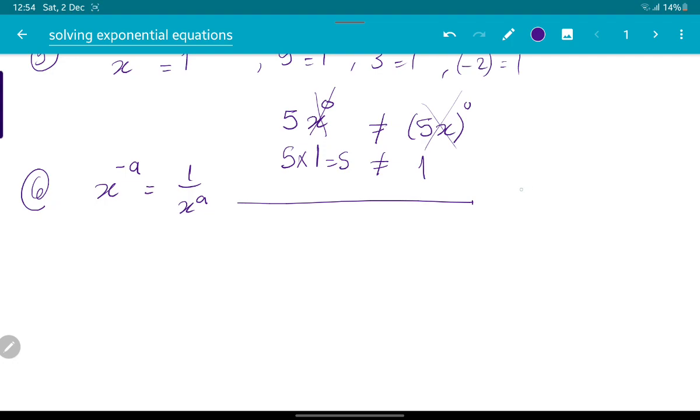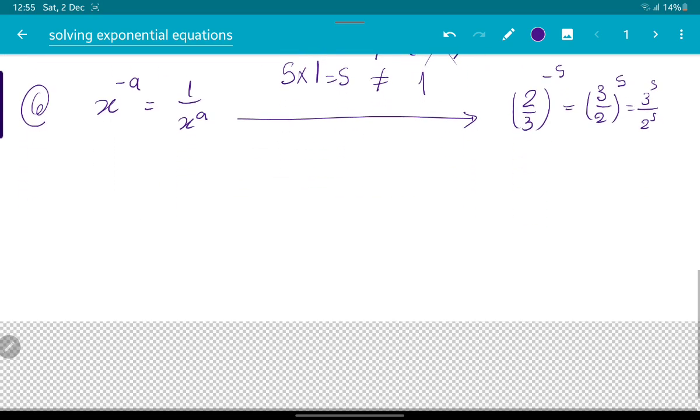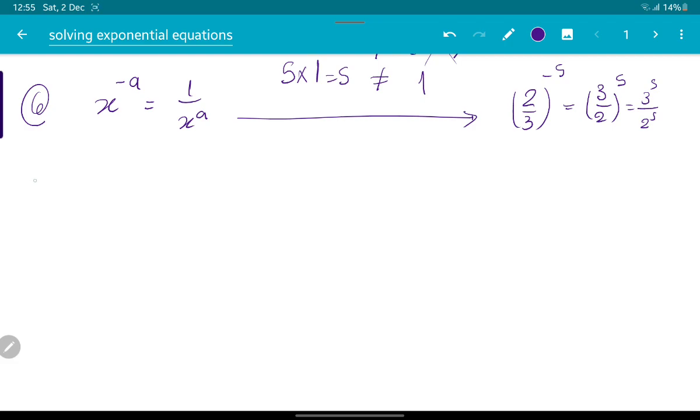Example, if we have 2 over 3 and it's raised to power negative 5, this will be 3 over 2 and the power will be positive 5. Then we can distribute: 3 power 5 over 2 power 5. I'm not asking you to calculate or evaluate the expression. I'm only teaching you the property.